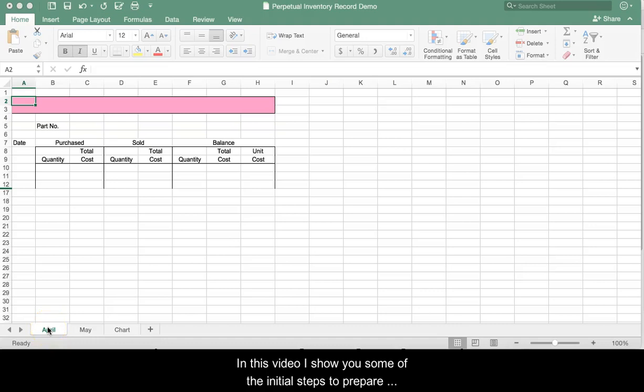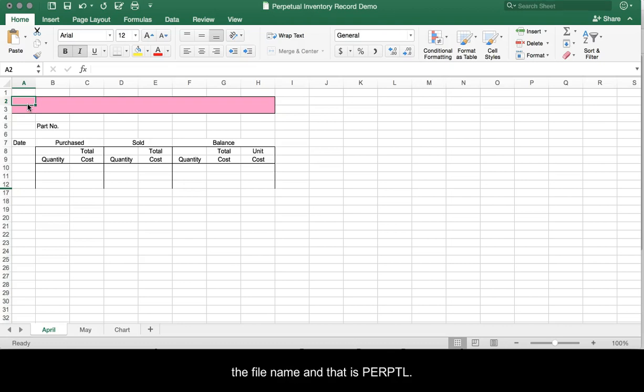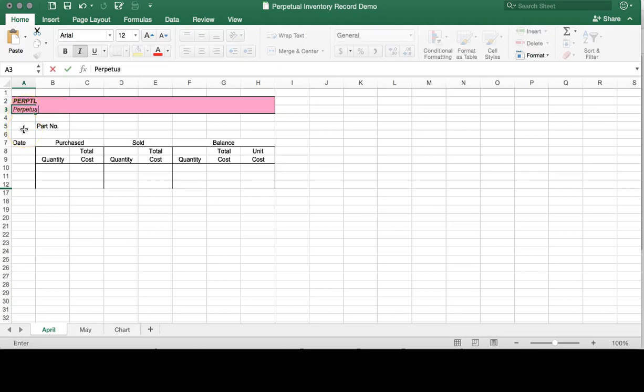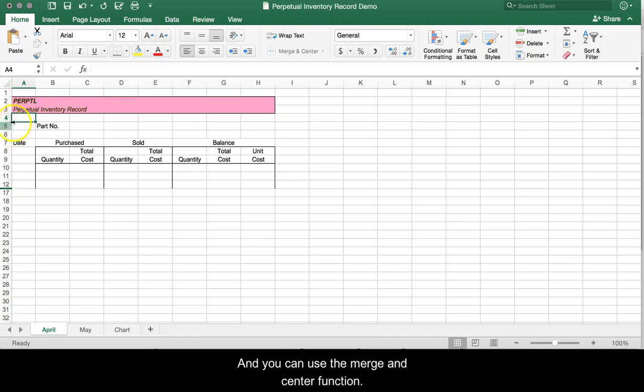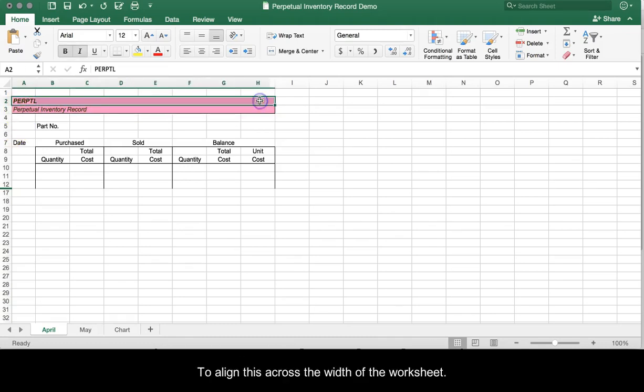In this video, I'll show you some of the initial steps to prepare the perpetual inventory record. The first thing I would do is to input the company name or the file name, and that is PERPTL. And the name of this worksheet on the next row, and that is the perpetual inventory record.